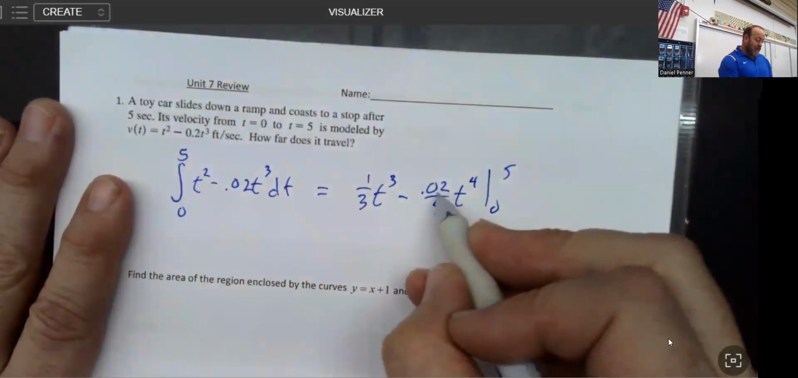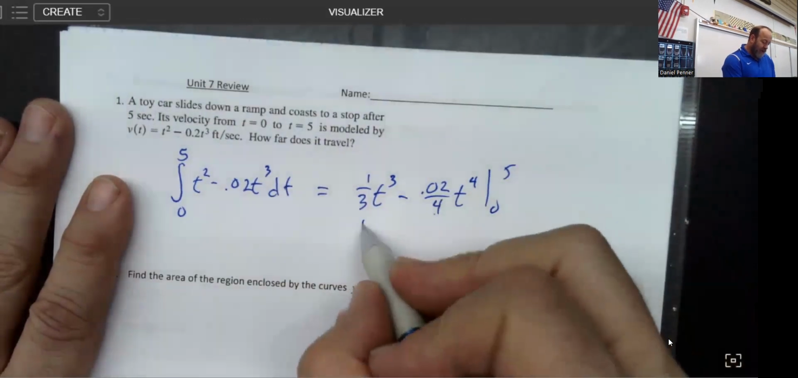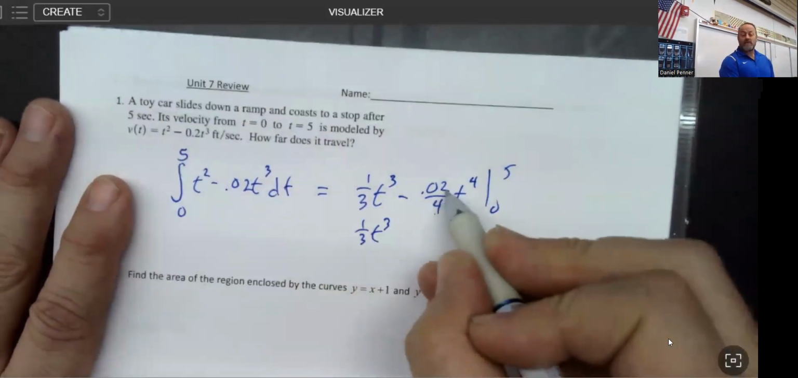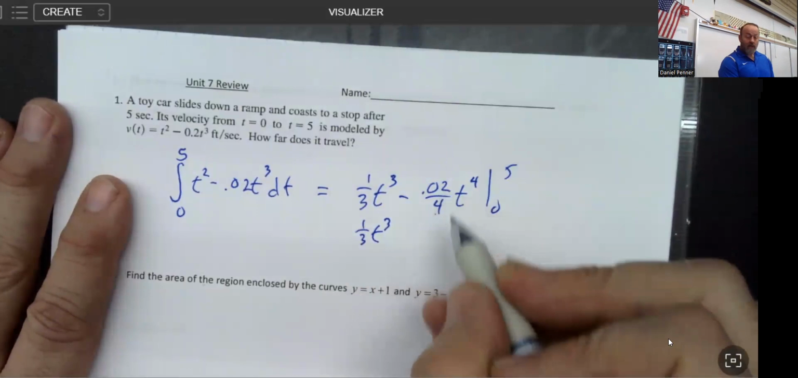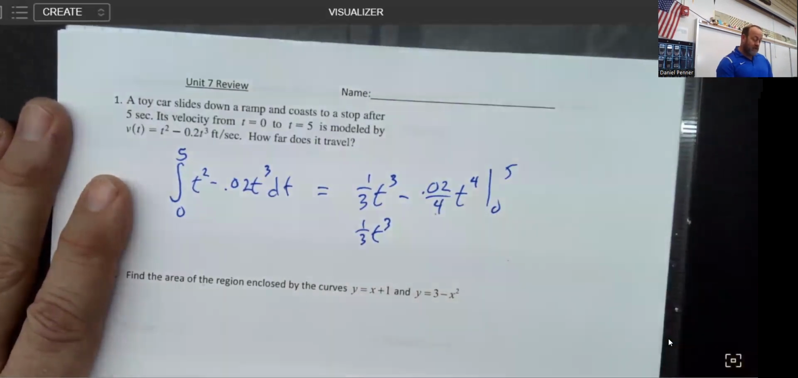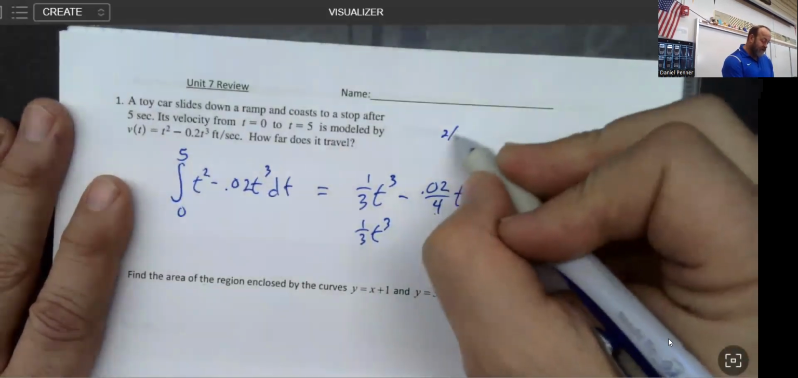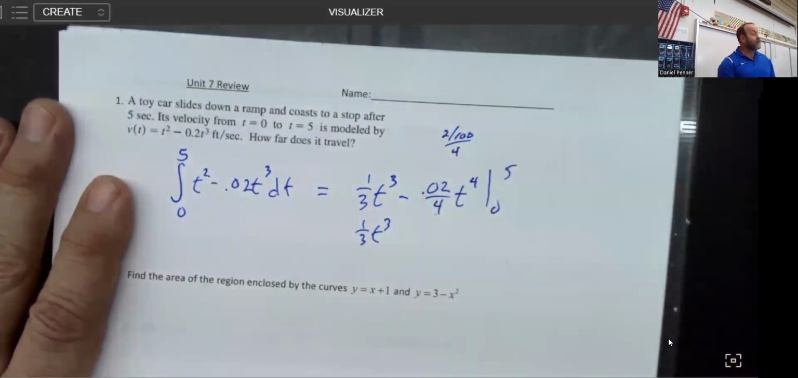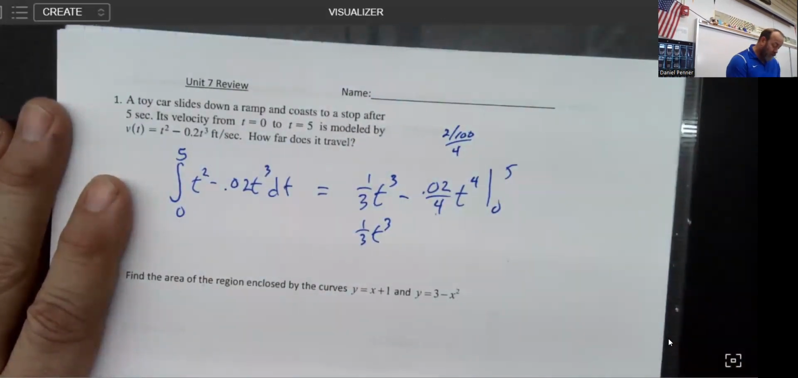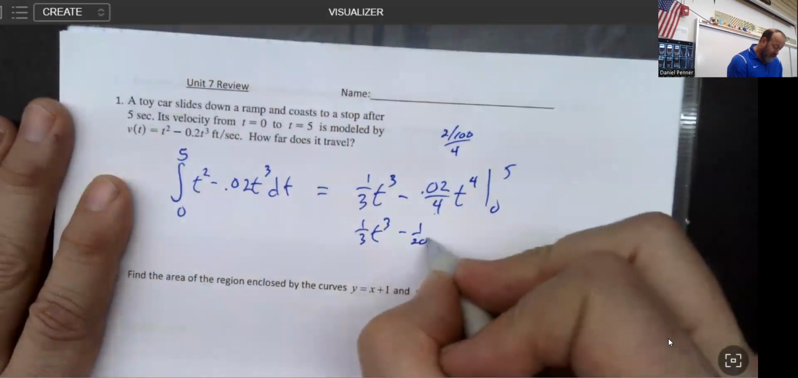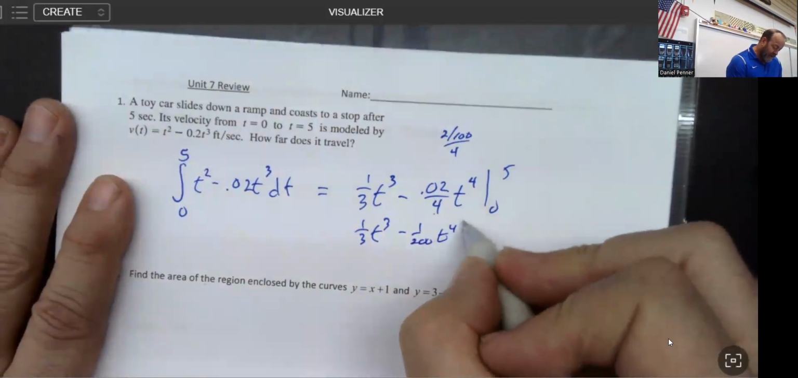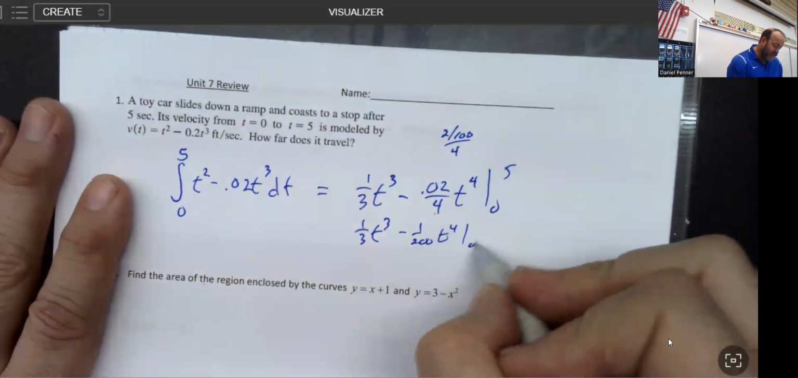Now, one thing that's interesting about this particular piece right here is that 0.02 is actually 2/100ths. So if I took 2/100ths and I divided it by 4, that would be like 2/400ths, or in other words, 1/200th. Hopefully I did all that correctly. I think I did. And we're going to go from 0 to 5.